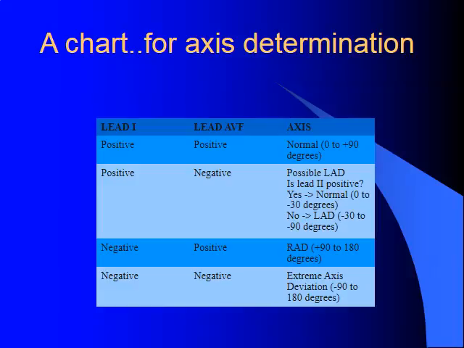If we have a positive deflection in lead 1 but negative in lead AVF, we have to look at lead 2. If lead 2 is also positive, then we have a normal axis. If it's not, then we have left axis deviation. So we have possible left axis deviation if we have a positive deflection of lead 1 and negative of AVF. Now if we have a negative deflection in lead 1, positive in AVF, then we have a right axis deviation. And if we have a negative in both, we have what's called extreme axis deviation, which is directly opposite of where the direction of electricity should be traveling.